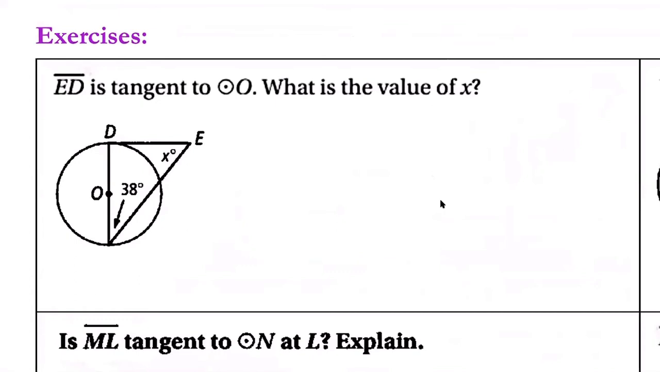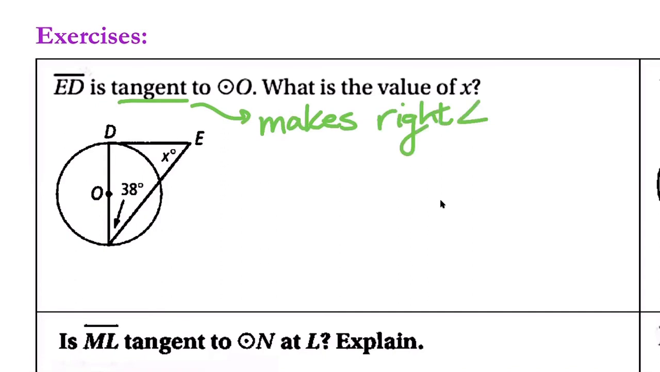Okay, for this problem, we're told that segment ED is tangent to the circle. So they're indirectly telling us that that segment makes a right angle in the triangle. So this is a right angle. That's the only reason the circle is there, and that's why they told you it's tangent. So all we're really doing is we're looking at this triangle and saying, oh, okay, that's a right triangle.